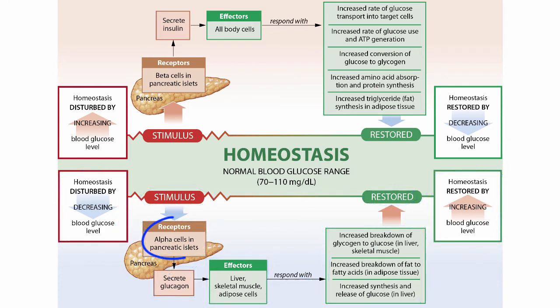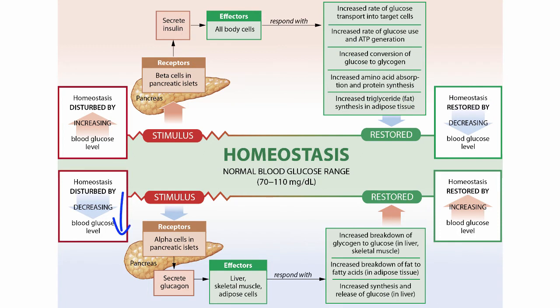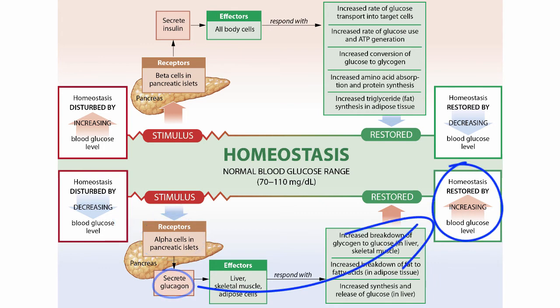In summary, the alpha cells and the beta cells of the pancreatic islets regulate blood glucose homeostasis. As blood glucose level increases, the beta cells secrete insulin, which causes glucose to move out of the blood and into your tissues. And as the blood glucose level decreases, the alpha cells secrete glucagon, which causes glucose to move out of tissues into your blood.